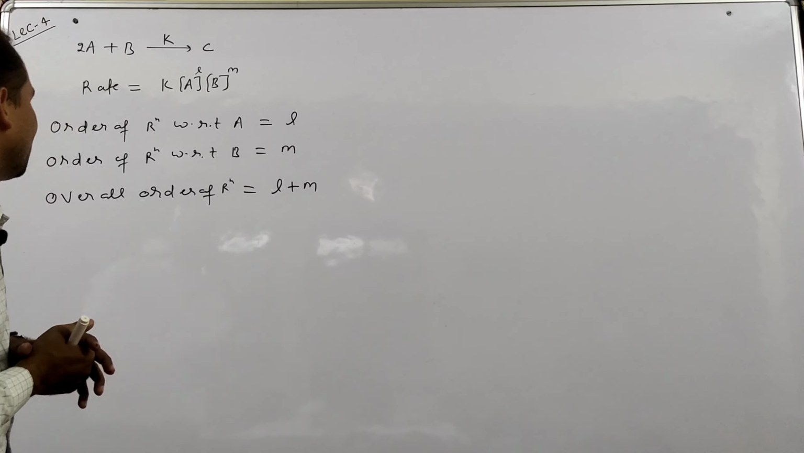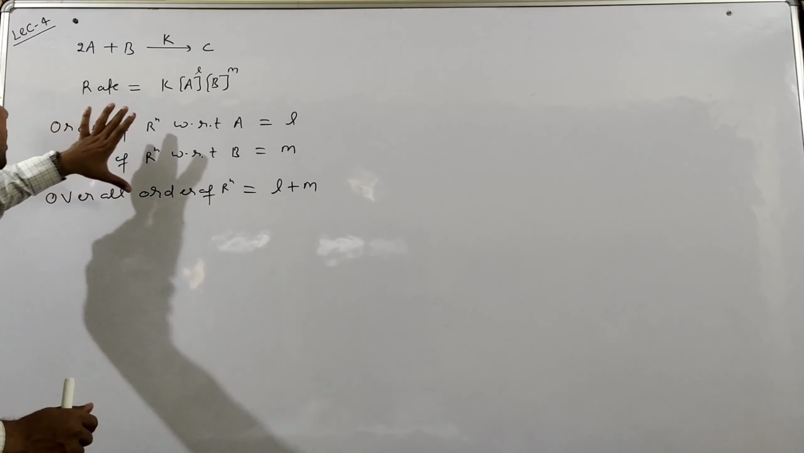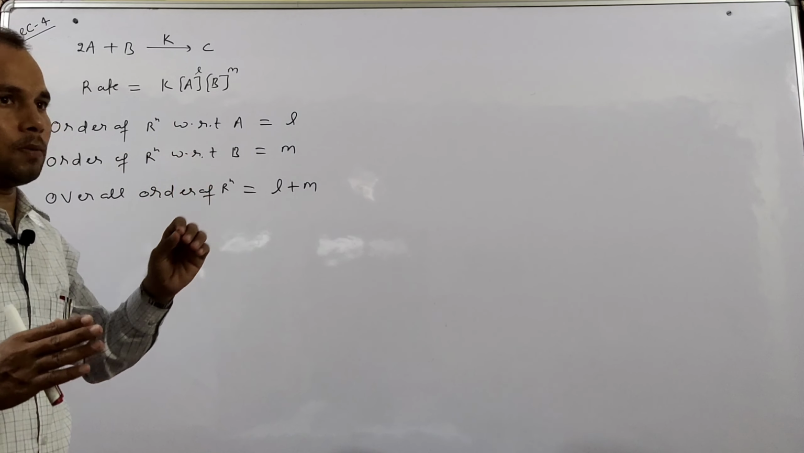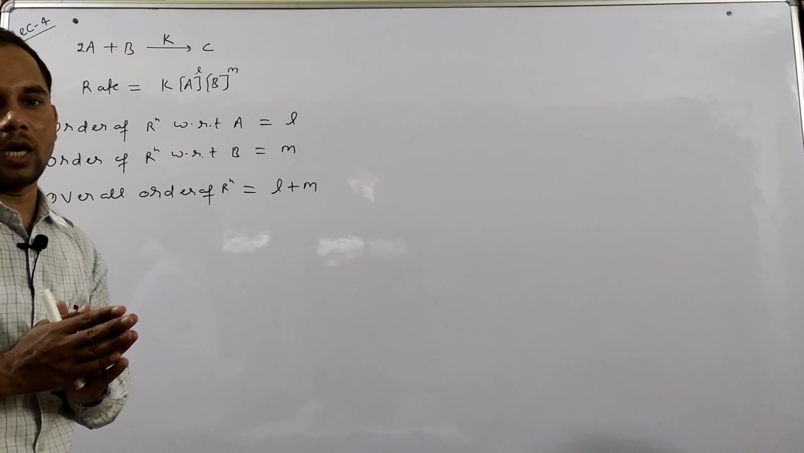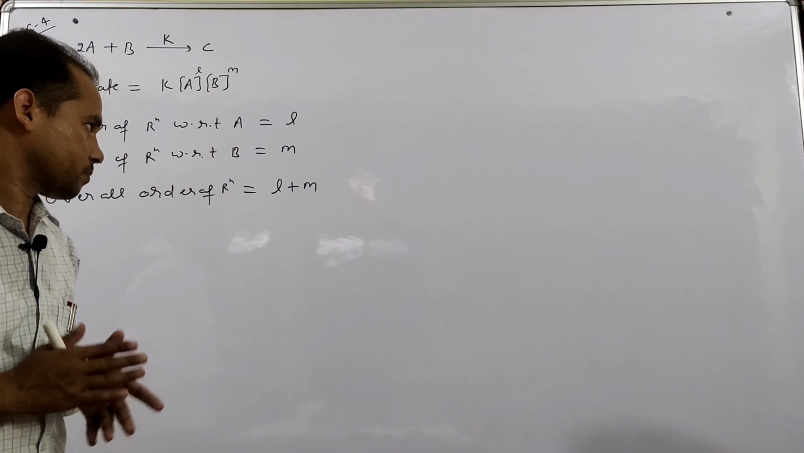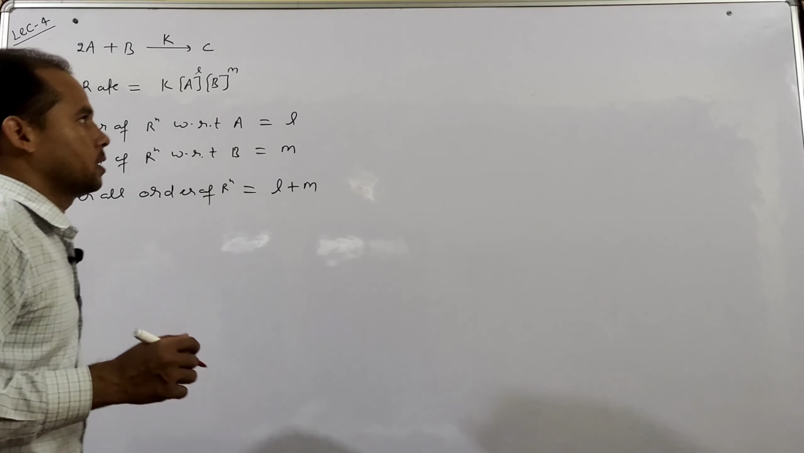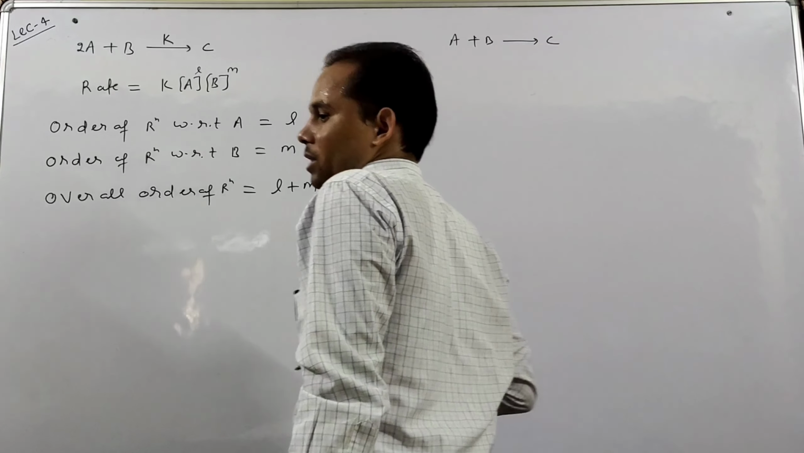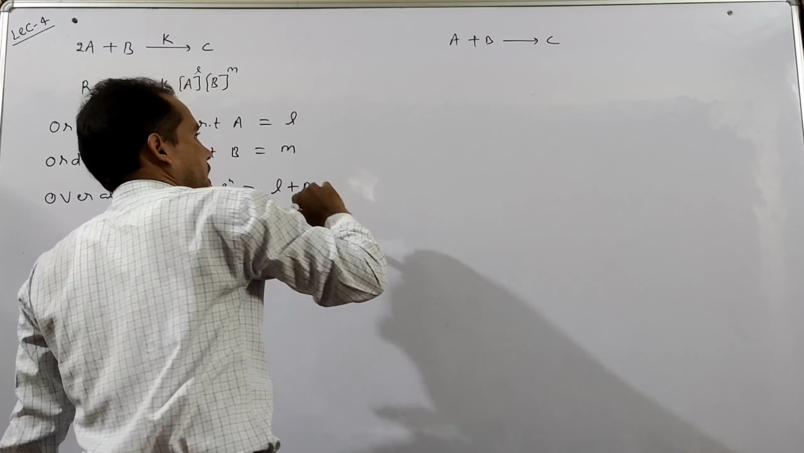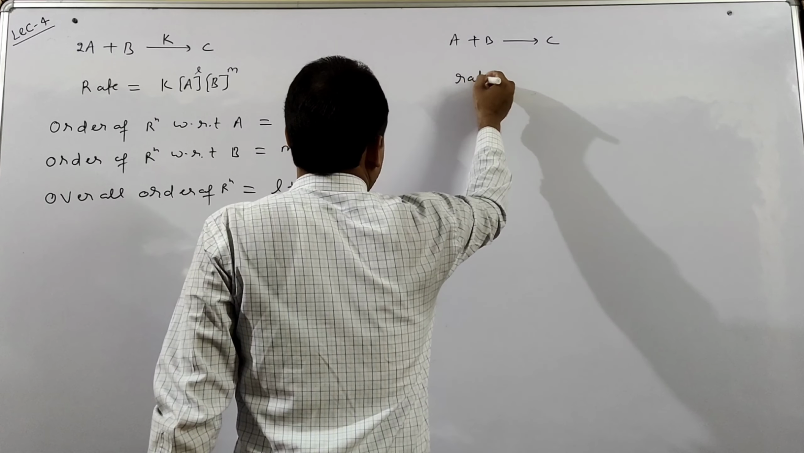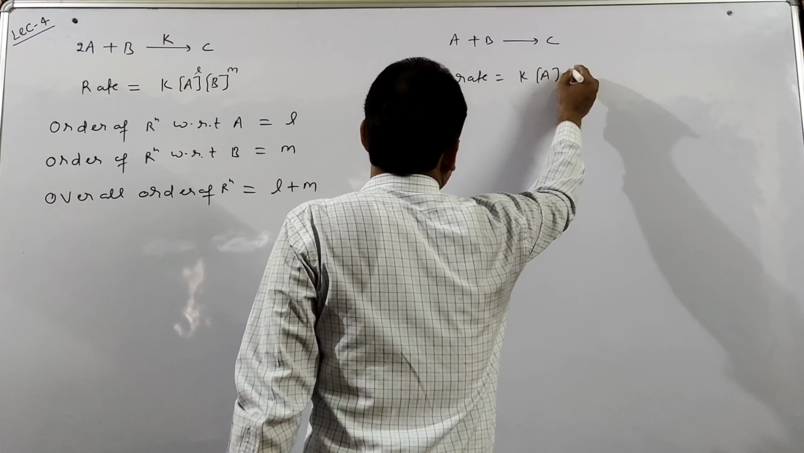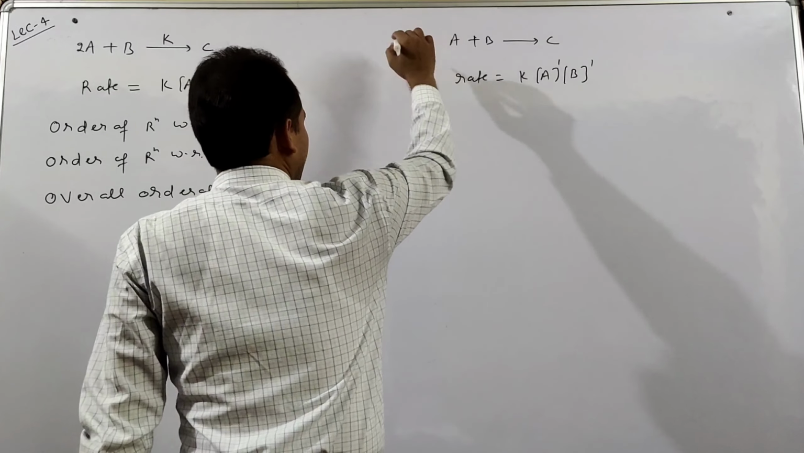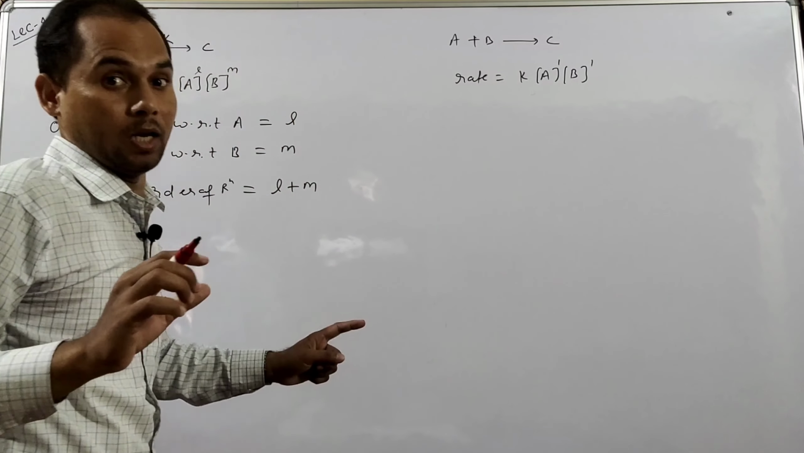So suppose this is an elementary reaction. In the case of elementary reactions, the coefficients of the reactants are just raised as the power on the reactants. Now suppose A plus B gives out C, and it is given that it is an elementary reaction, then we can write the rate equal to K, concentration of A to the power 1 and concentration of B to the power 1. Keep in your mind, this is if it is an elementary reaction.